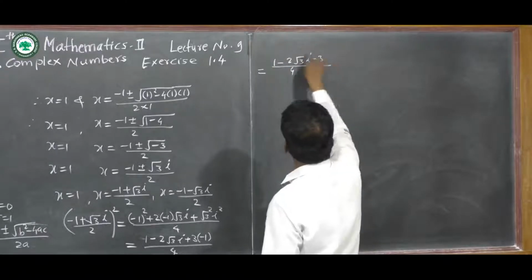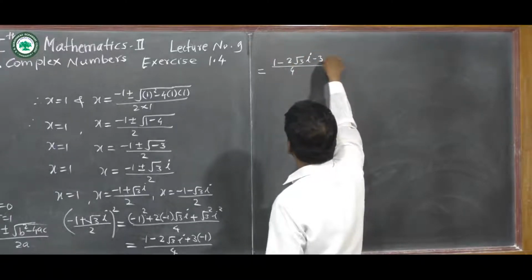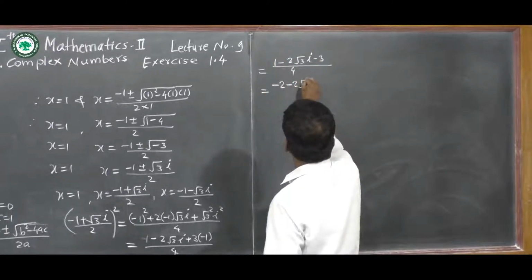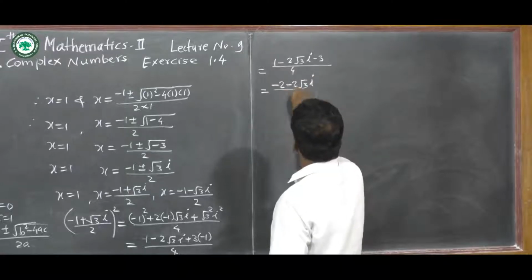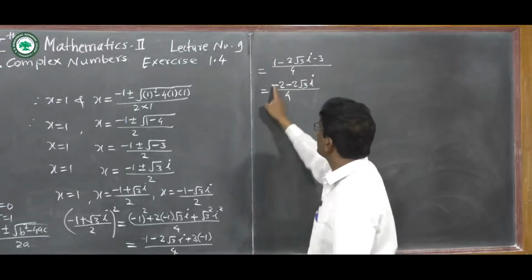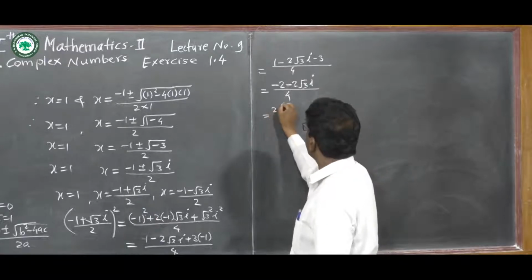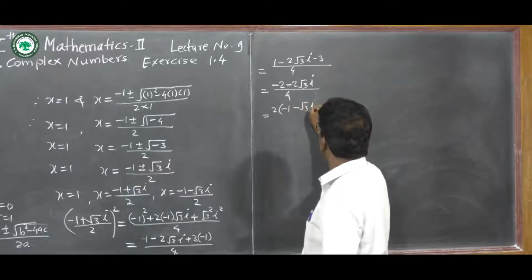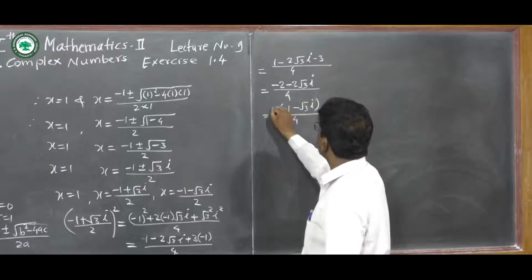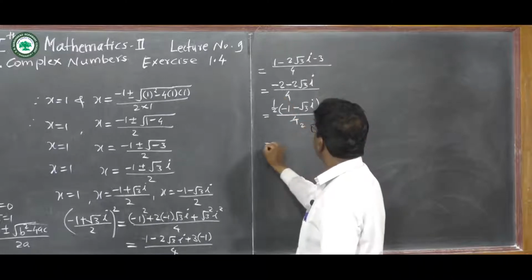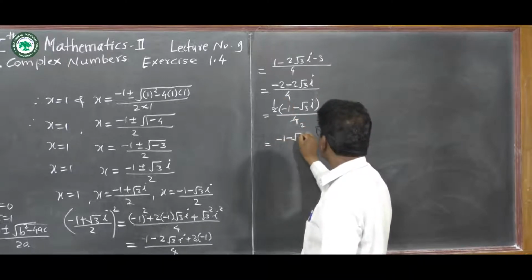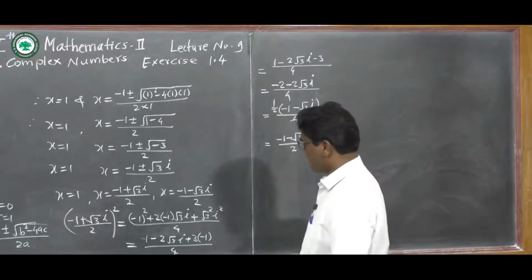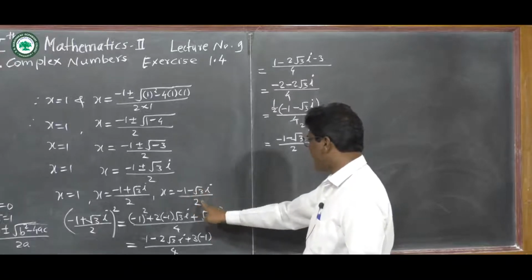Now here 1 and minus 3 are the real numbers. So 1 minus 3 is equal to minus 2. And here minus 2 root 3 i divided by 4. Now take 2 common in the numerator. If we take 2 common, in the bracket we get minus 1 minus root 3 i, divided by 4. Now 2 ones are 2 and 2 twos are 4, so we get minus 1 minus root 3 i divided by 2, and this is nothing but the other root.